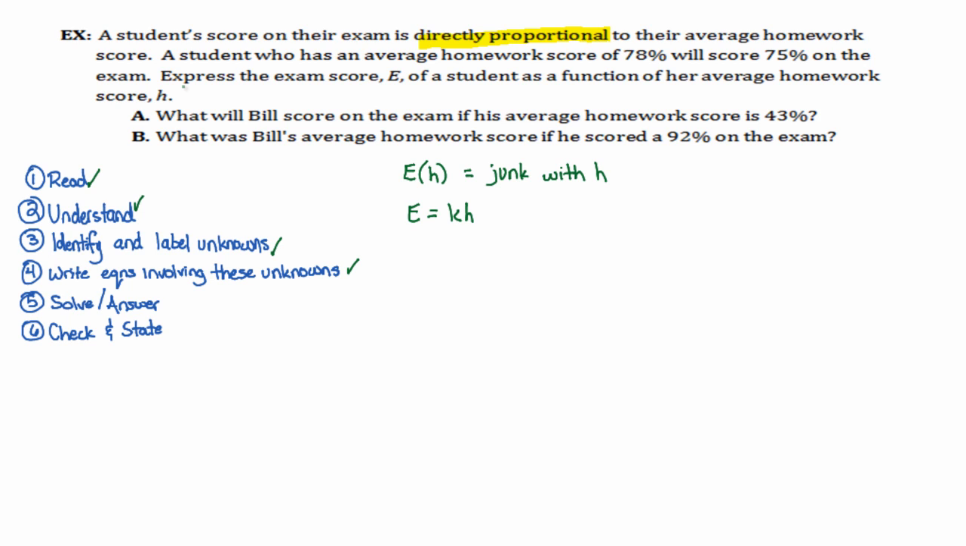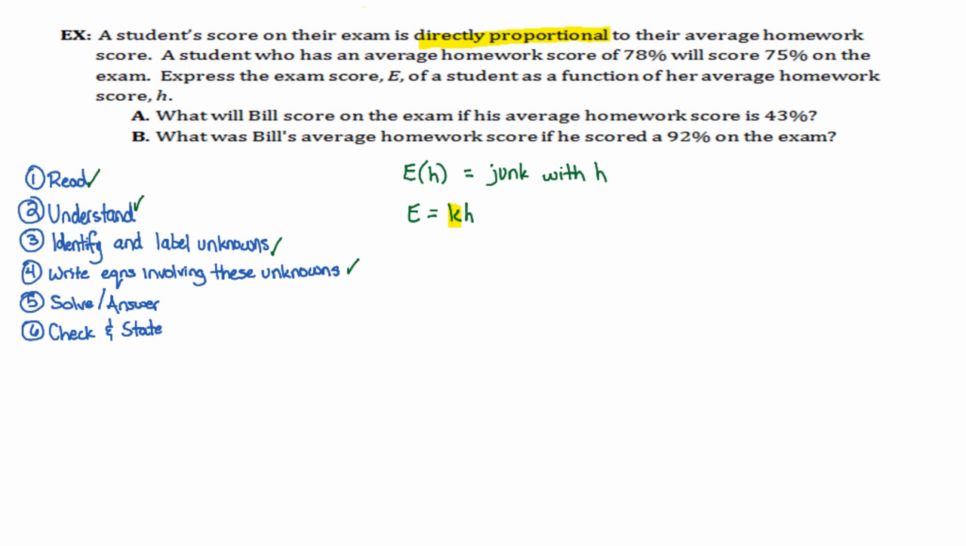This is our first foray really into an application direct proportion or direct variation problem, but they all kind of work like this. Somebody says, hey, these two variables are directly proportional, so you create an equation, E equals KH. It's that quick. And then they ask you some type of question about this equation, and you have to use some information they've given you. Specifically, they give us that a student who has an average homework score of 78% will score 75% on the exam. That is our link to get what the value of K is.